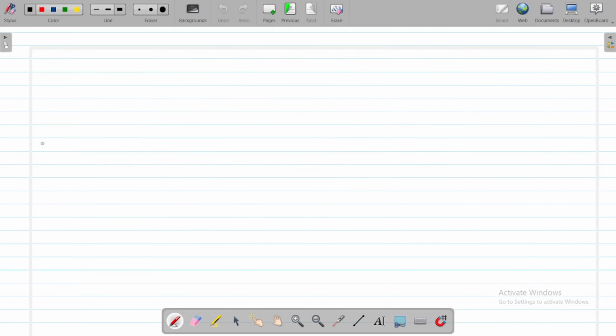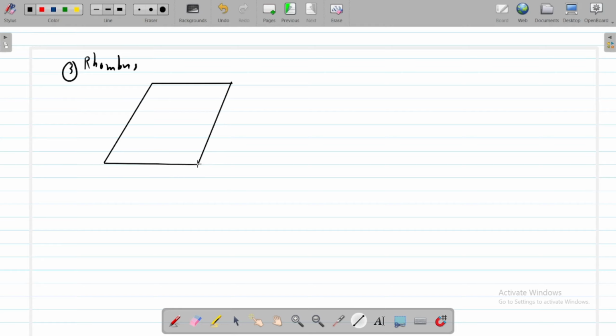The next shape we have is a rhombus. Okay, let's first write it down. Next shape is a rhombus. Now a rhombus is something like this. Do not mistake this for a square or a rectangle, okay? It's something like this. Yes, something like this.